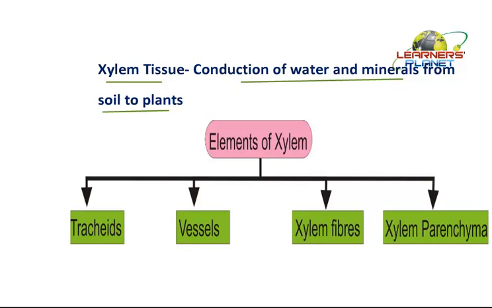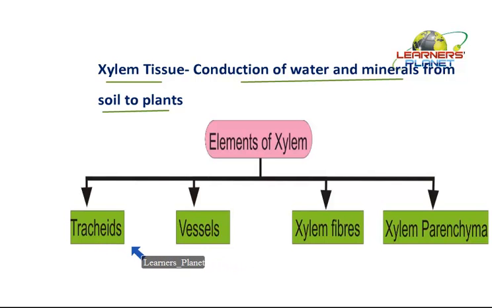Now these tissues, we said, are made up of different types of cells. So these different types of cells form different elements of the xylem tissue. What are these elements? Number one, they are tracheids, vessels, xylem fibres and xylem parenchyma. Now each of these parts is very important and has its own major role in supporting the conduction of water and minerals in the upward direction.